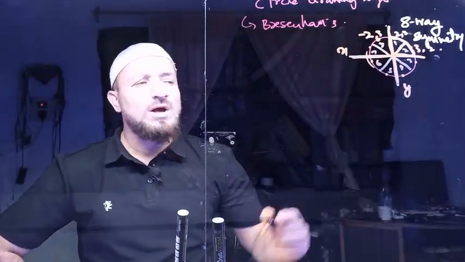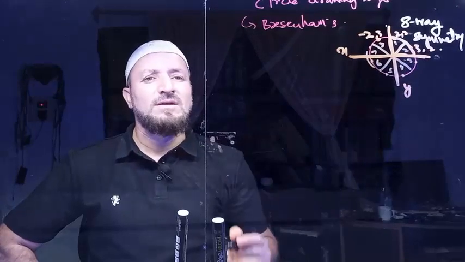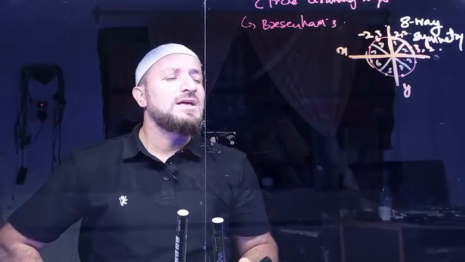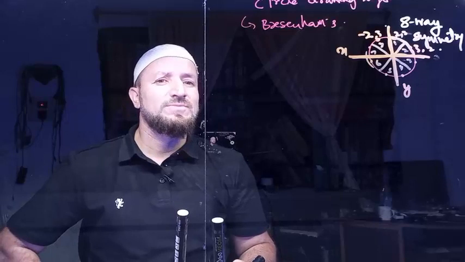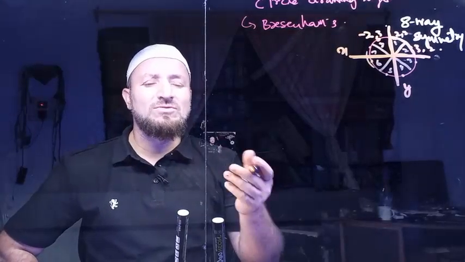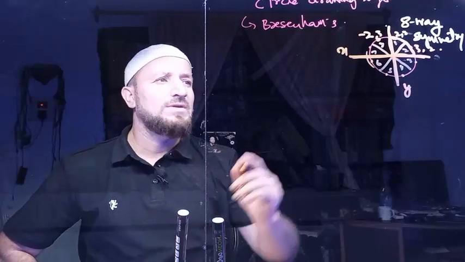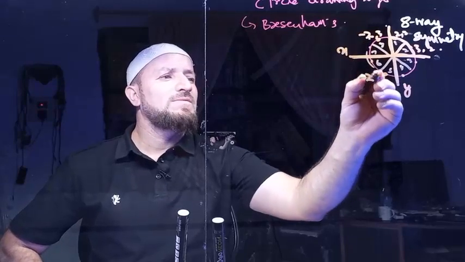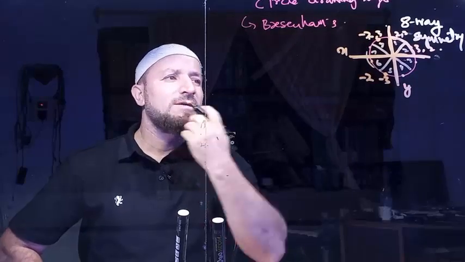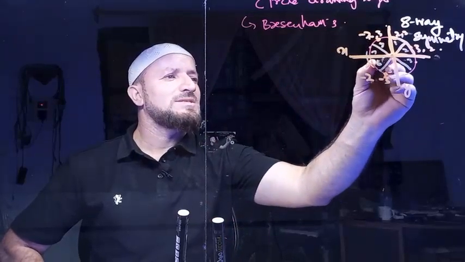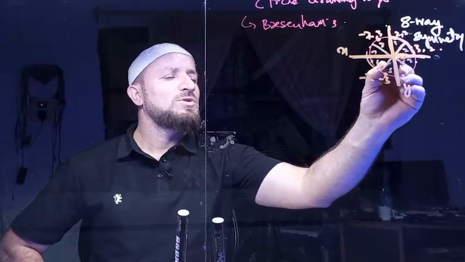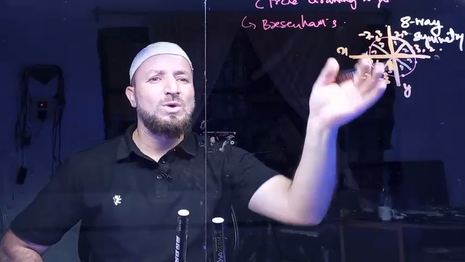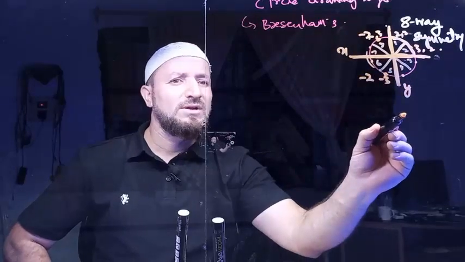But if you move across the x-axis, then the x stays the same and the y sign will change. Say for example x is 2, and I'm trying to find the point here: x remains the same, but y will become negative 3. Why? Because when you move across the x-axis, you are going from positive y to negative y, or vice versa.